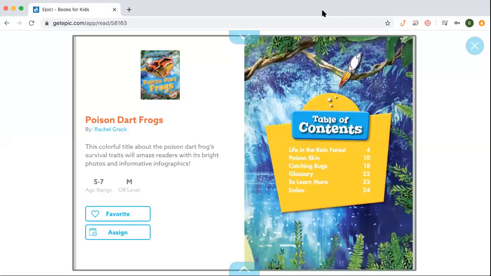Today, we're going to learn about an amphibian called a poison dart frog. On your screen, you'll see that this nonfiction book has a table of contents like the other books we've read. Not all nonfiction books, though, will have a table of contents.